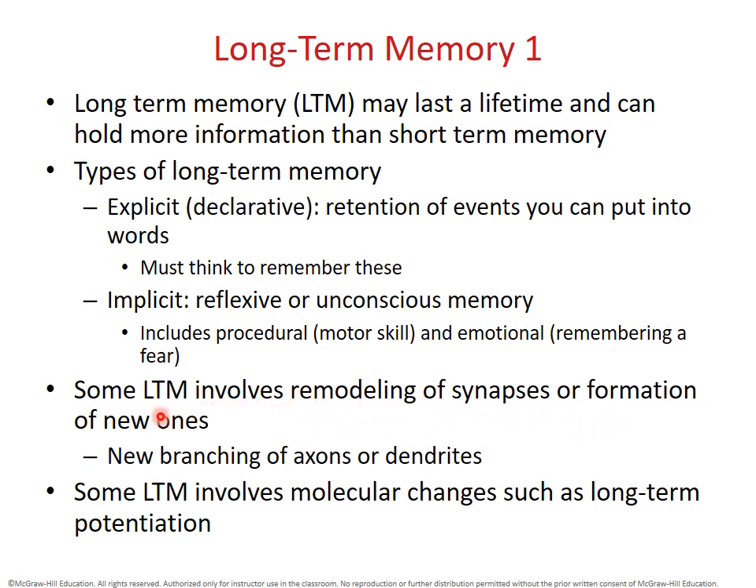Long-term memory involves a couple of things as far as we know. Again, we're learning about this as we go. So we know for certain that we have to remodel synapses and create new branching pathways to etch an engram or a long-term memory in place. Other times it involves molecular changes, especially at GABAergic synapses.